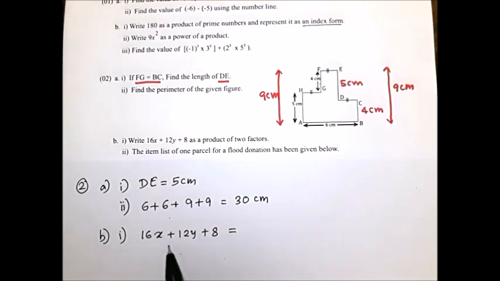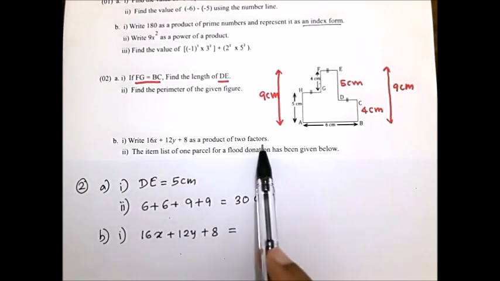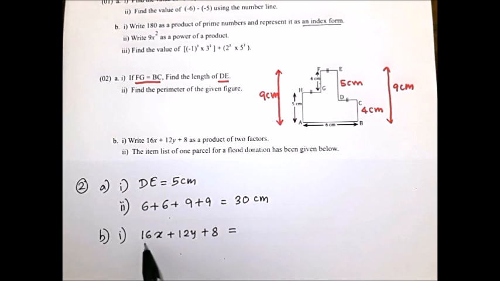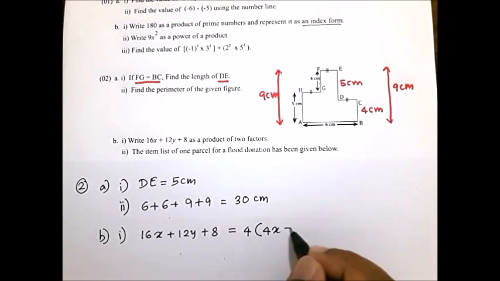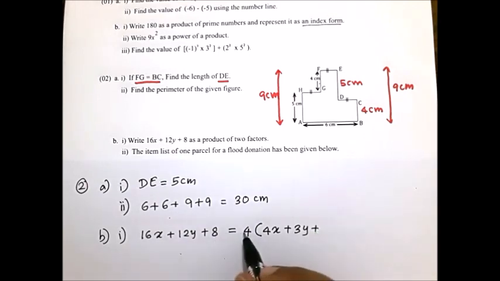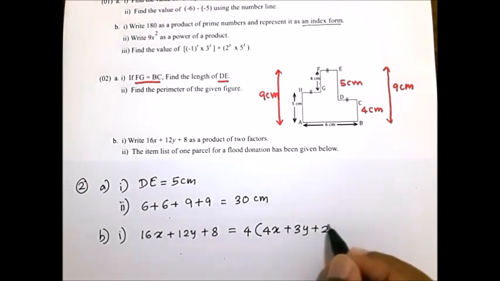Part B, first question. Write this as a product of two factors. So find the common term to these three. What is the largest term? You can divide these three. It is 4. Take it out from the brackets. 16 divided by 4, remaining is 4x. 12 divided by 4, 3 and y. 8 divided by 4, 2.